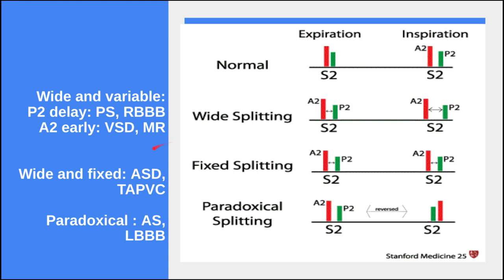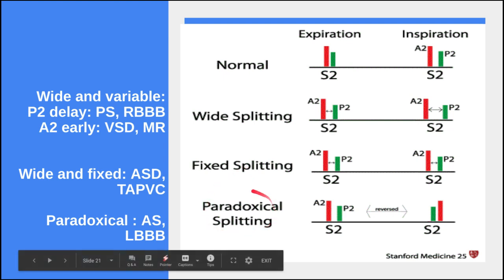And wide split of S2 without respiratory variability is seen in atrial septal defect and total anomalous pulmonary venous connection. So in both conditions, during inspiration, the contribution from the superior vena cava is increased, and during expiration, contribution from the atrial shunt is increased. Thus, the net right ventricular stroke volume remains constant throughout the respiratory cycle. So there will be no phasic changes with respiration, and wide splitting due to increased right ventricular stroke volume.